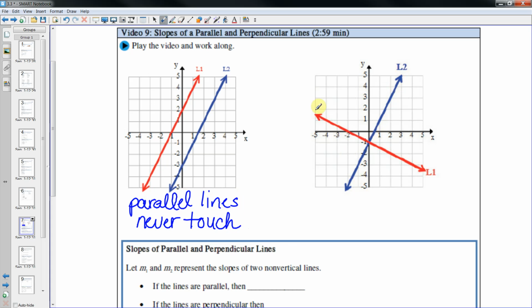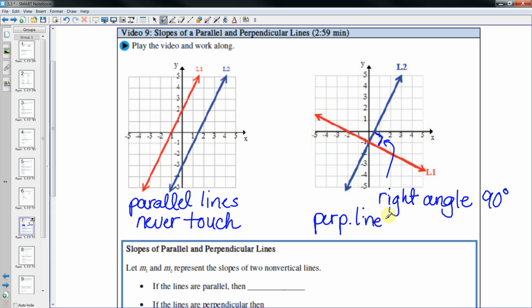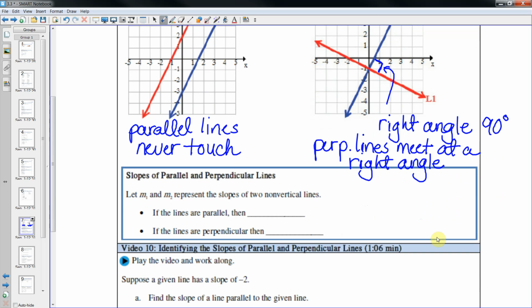Perpendicular lines are lines that cross, so they touch, but they're special because they touch, and the angle that they make when they touch is a right angle. And you may or may not remember, but a right angle measures 90 degrees. So perpendicular lines meet at a right angle. So they can be tilted in different directions, but if they're perpendicular, they meet at a right angle.